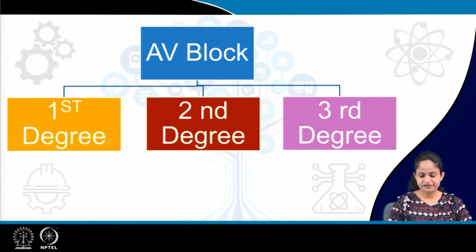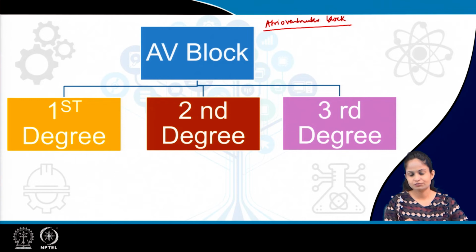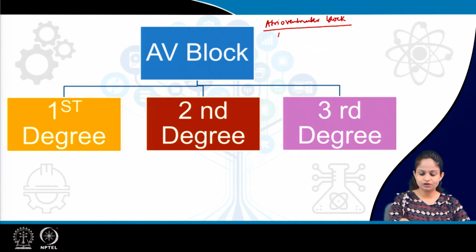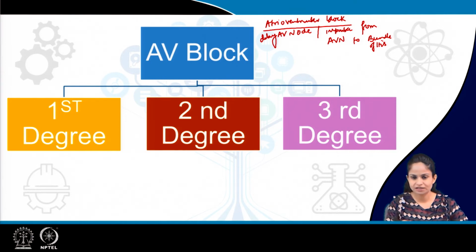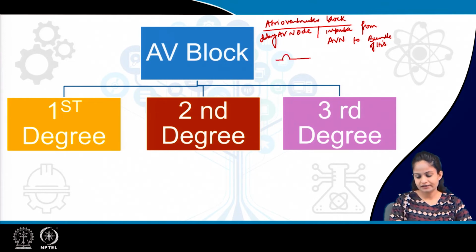Now, AV block is nothing but atrioventricular block. Atrioventricular block means there is a delay at the level of the AV node. AV nodal conduction is getting delayed, which means the impulse is delayed or not getting conducted from the AV node to the bundle of His. Now, in the ECG, where do we see this AV nodal conduction or bundle of His conduction? We usually see this at the level of the PR interval.